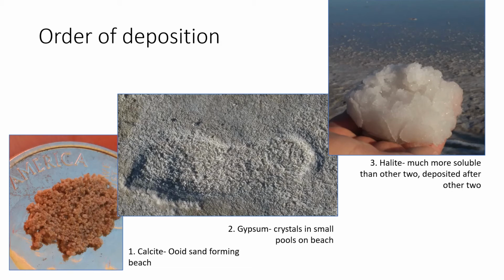Halite, or table salt, is the third of the common evaporite minerals to be deposited. It is much more soluble than the other two, and so is only deposited after the other two have entirely come out of solution.